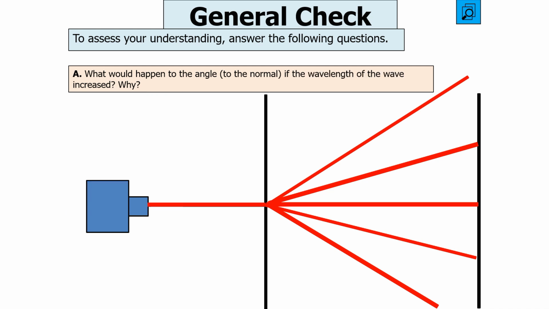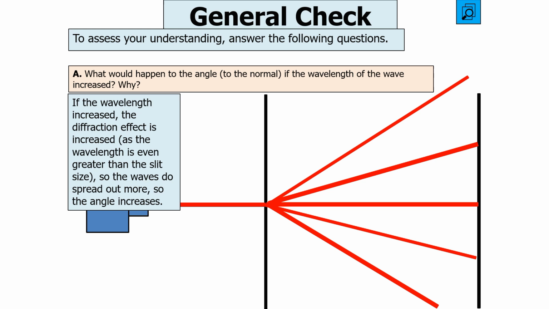What would happen to the angle if the wavelength of the wave increased and why? Pause the video now, then unpause the video when you want to go through your answer. If the wavelength increased, the diffraction effect is increased as the wavelength is even greater compared to the slit spacing, so the waves do spread out more and this causes our angle to increase.